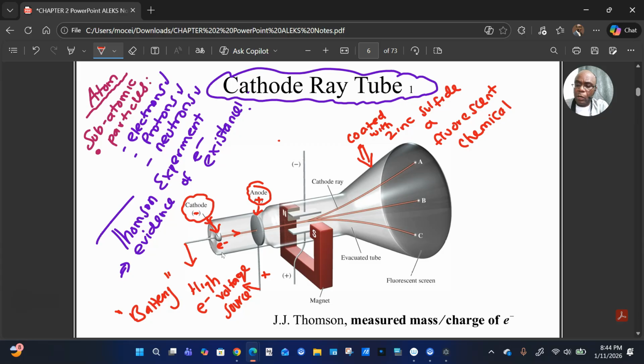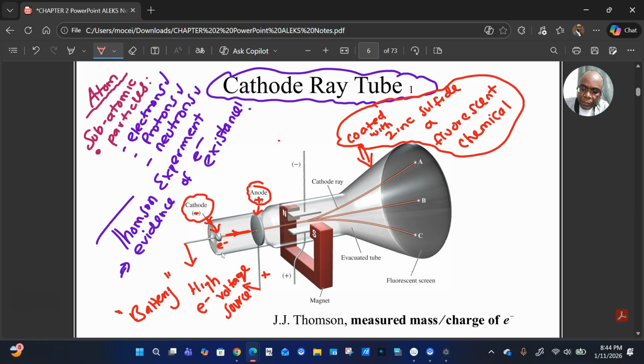Now, how did he know that there's a cathode ray produced, given that you cannot see it with your eye? Remember what I told you before. The inside wall of the cathode ray tube is coated with zinc sulfide, or let's say a fluorescent chemical, which glows when electrons hit or collide with it. So he observed a stream and glow movement of a ray. Later on, he called that stream of ray electrons, and we are going there.